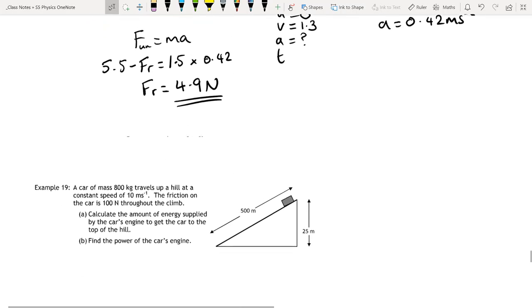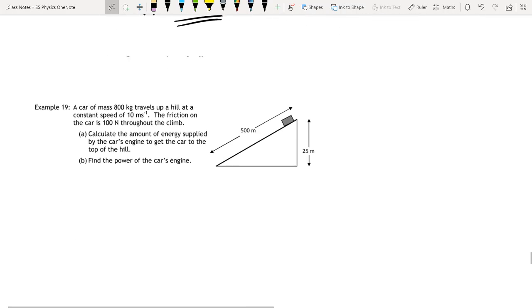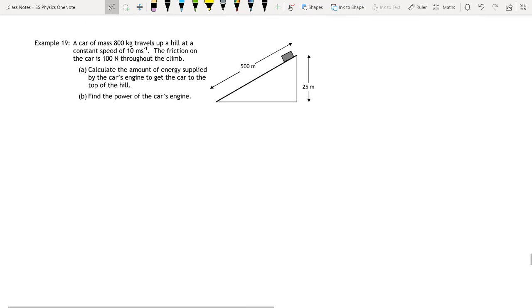Okay. Right. So, example 19. A car of mass 800 kilograms travels up a hill at a constant speed of 10 meters per second. The friction on the car is 100 newtons throughout the climb. First of all, calculate the amount of energy supplied by the car's engine to get the car to the top of the hill. So, that engine is going to have to supply energy for it to go up the hill.